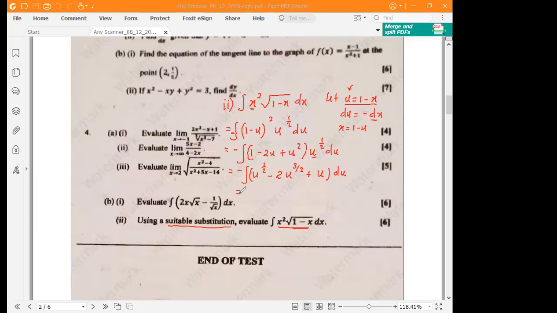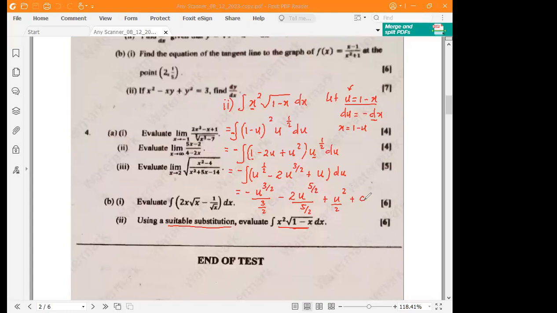And then now we integrate. So we have minus u, we add the 1, it will be 3 over 2 over 3 over 2, minus 2u, we add the 1, it's 5 over 2 over 5 over 2, plus u squared over 2, plus c.